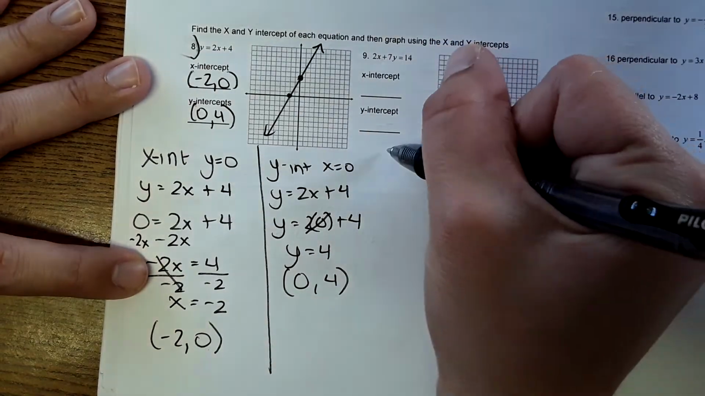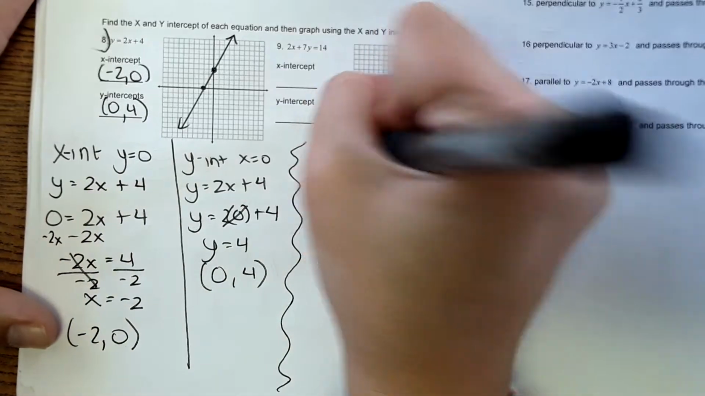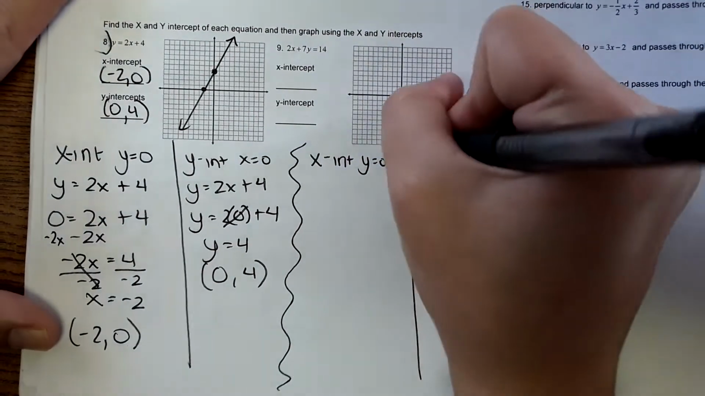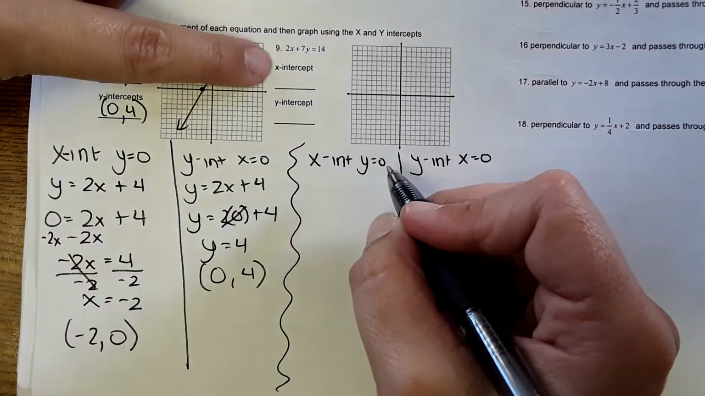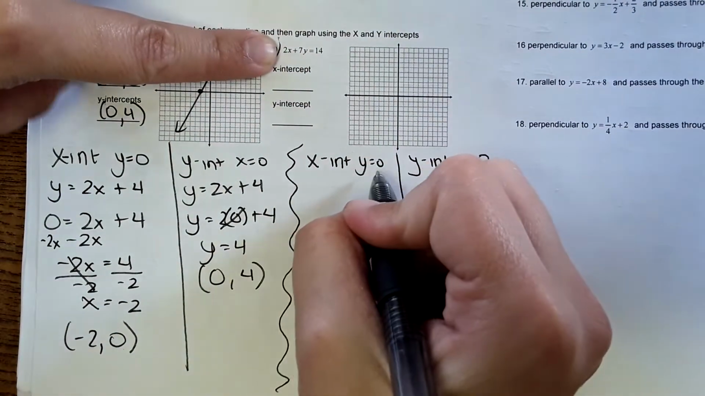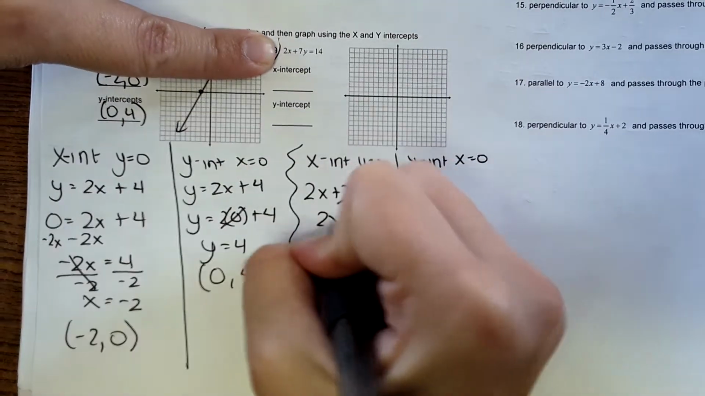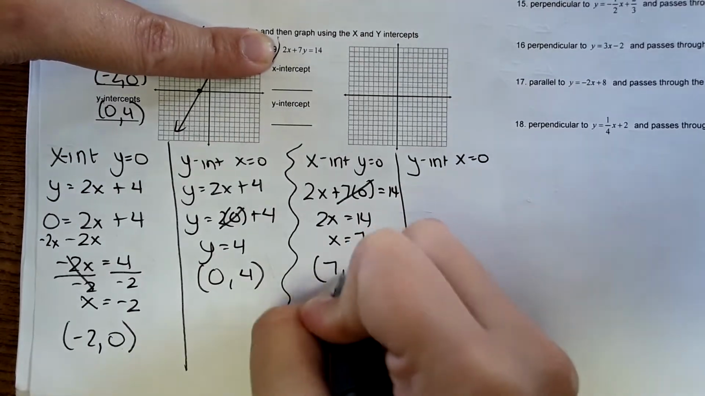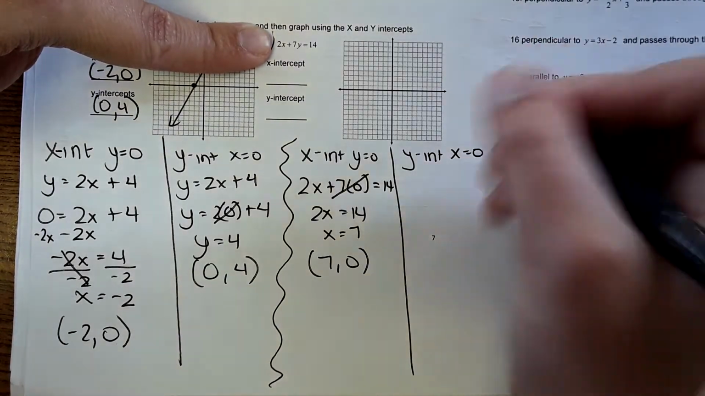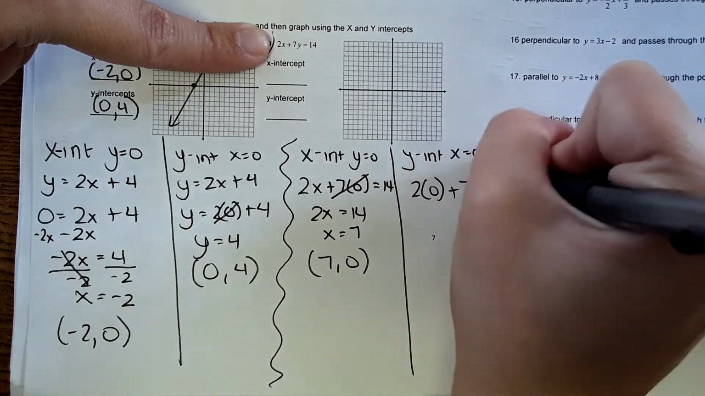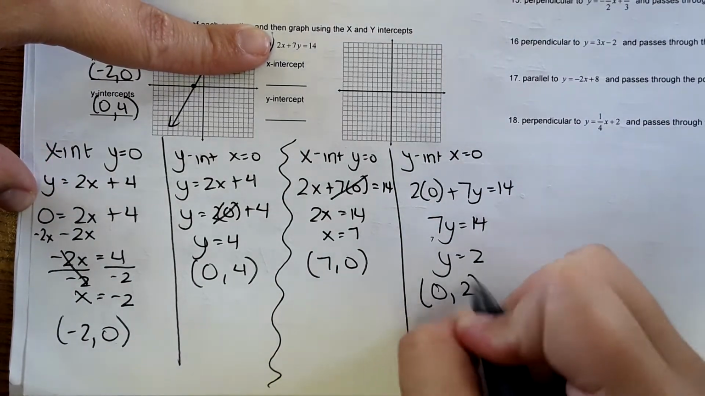And then the next one is the same process. X-intercept is when y equals 0, and then y-intercept is when x equals 0. So here's the equation, 2x plus 7y equals 14. I'm going to plug in 0 for y in the first one. 2x plus 7 times 0 equals 14. 7 times 0 is just 0. 2x equals 14, so x equals 7, and I get 7, 0. And then for y-intercept, I plug in 0 for x, 2 times 0 plus 7y equals 14, y equals 2. So we get 0, 2.